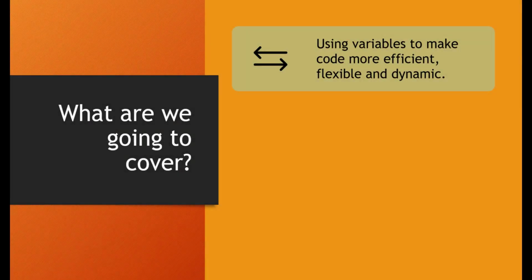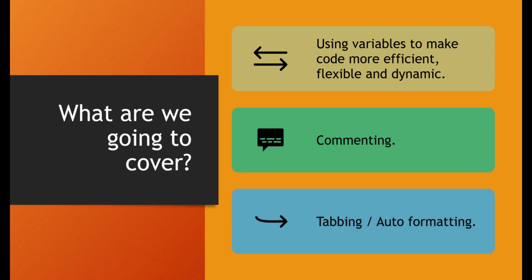This is going to be a very short video in which we will cover how we can use variables to make your code more efficient, flexible and dynamic, which is always a good thing. We're going to cover a little bit on commenting to make sure we've got decent comments in our code so it's more readable and easier to understand. And finally, kind of to achieve the same goal, we're going to look at tabbing and then auto formatting of your code.